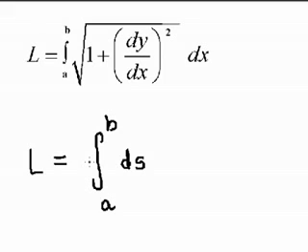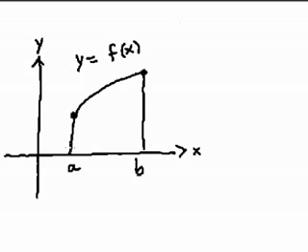So now we integrate ds over the x limits from a to b, and we can write the formula for the length of the curve, x values a to b, as the integral of the square root of 1 plus dy dx squared, dx. So if we know y as a function of x, we can calculate dy dx and use this formula to find the length of the plane curve y equals f of x from a to b.